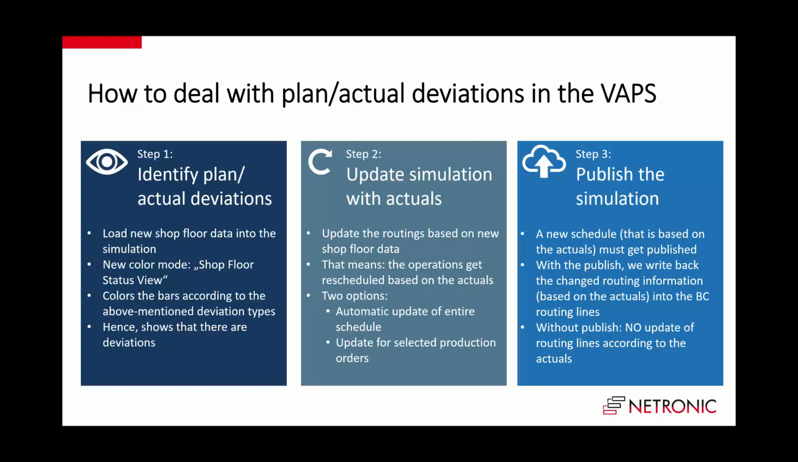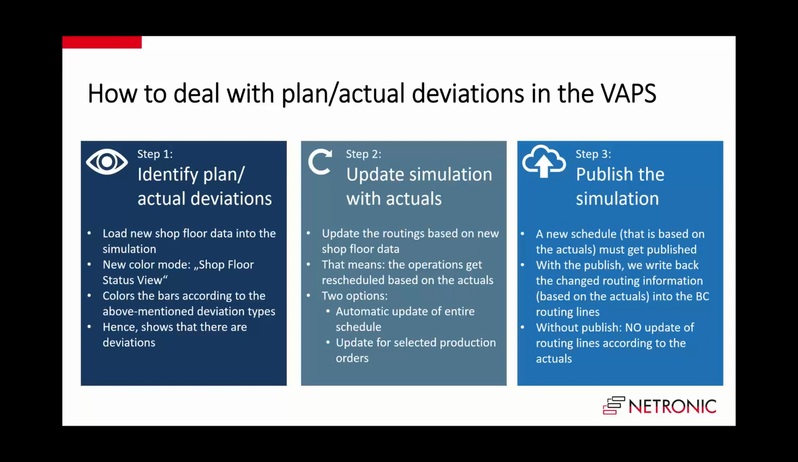And with publish of the simulation, we write back the changed routing information based on the actuals into the Business Central routing lines. So with this process, we make sure that once you publish the simulation, for all production orders that are running, the capacity ledger entries and the routing lines speak the same language. They show the same information. So this data gap that I spoke about in the beginning gets closed by this. And it gets closed by writing information from the capacity ledger entries into the production order routing lines, first in the simulation so that you can see what this means. But then when you publish, we update the production order routing lines in the Business Central production orders.